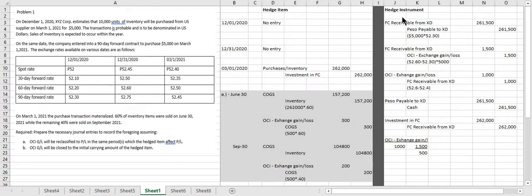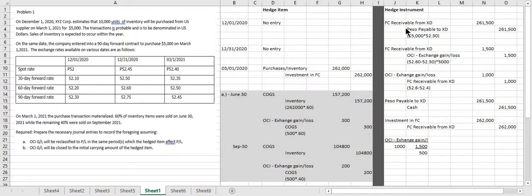While because there is already a transaction for the hedge instrument, kaya yung entry natin is we debit FC receivable from exchange dealer and credit peso payable to the exchange dealer. Ayan. For the amount, of course, of 261,500. Okay? Paano kinuha yan? That's the 5,000 contracted units of foreign currency multiplied by the 90-day forward contract on December 1, 2020. That's 52.30. Kaya nagkaroon ka ng 261,500.